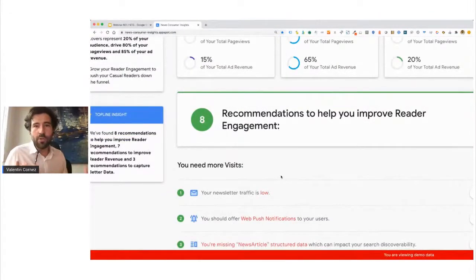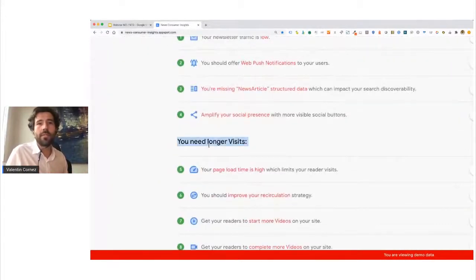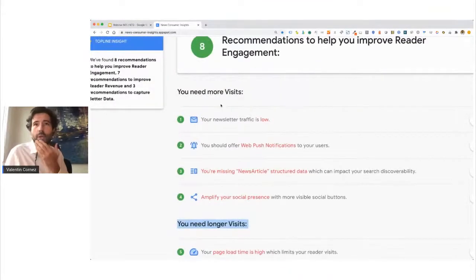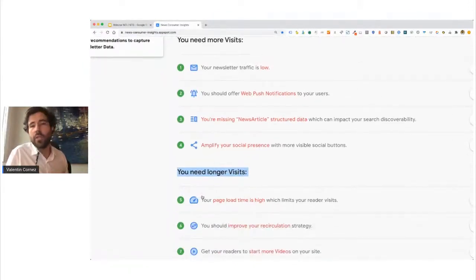On the reader engagement topic, we've divided the conversation into 2 subcategories. You need more visits and you need longer visits. So let's take a look at those recommendations. Your newsletter traffic is low. You should offer web push notifications. You're missing news article structured data. You need to amplify your social presence, and so on and so on. Your page load time is high, etc. Once again, all those recommendations are being populated based on what we see in your GA account.